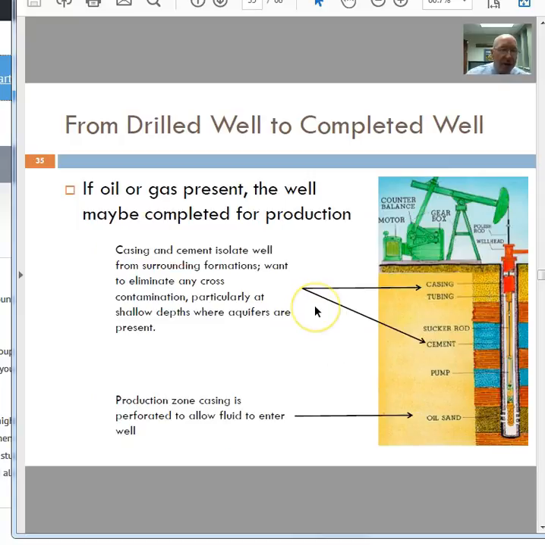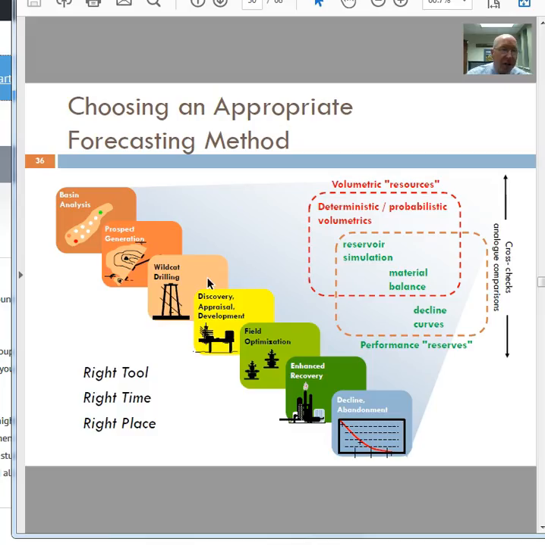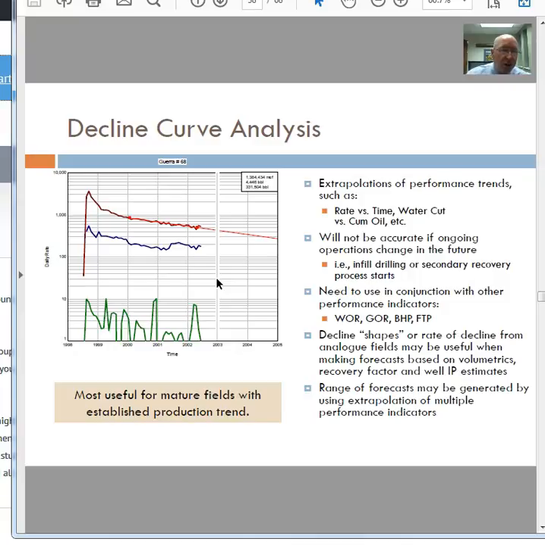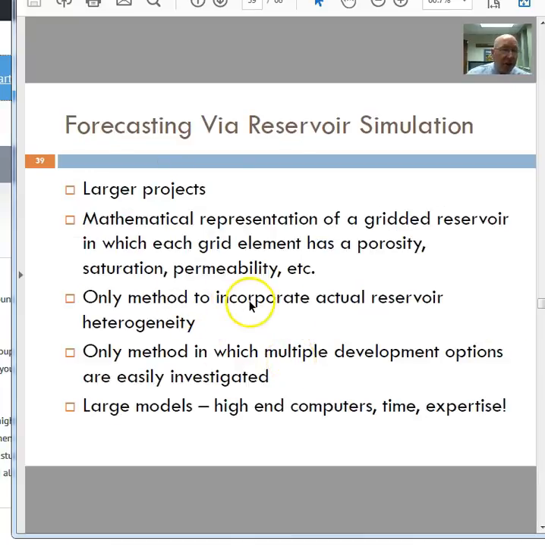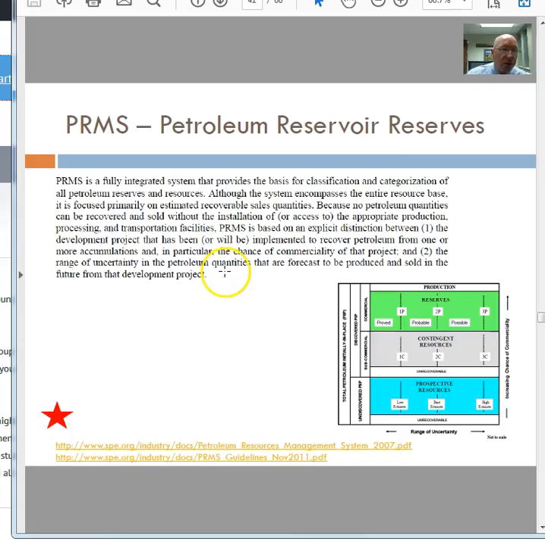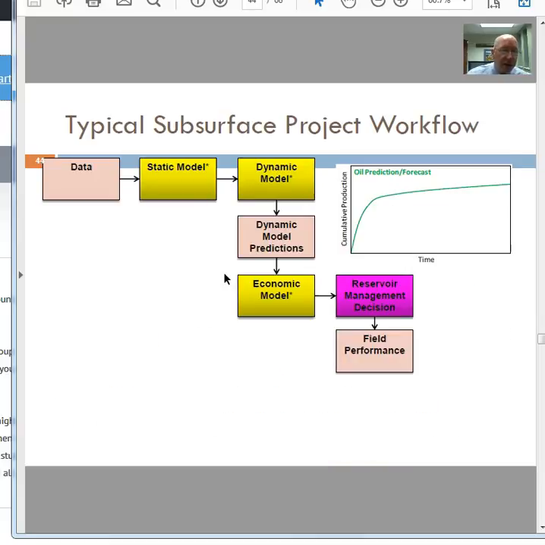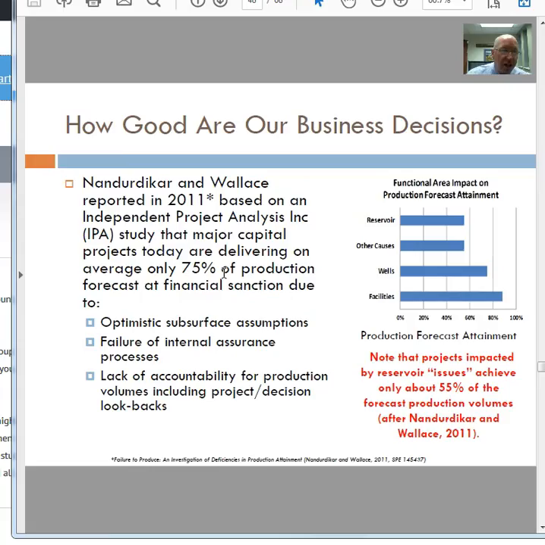Don't need to worry about this chart. We're going to talk a lot more about casing and cementing later. Don't need to worry about this chart, nor this chart. Decline curve analysis, just know that this is what is, like it says, most useful for mature fields with established production trends, which is for the most part what you'd be looking at. Don't need to worry about these slides.